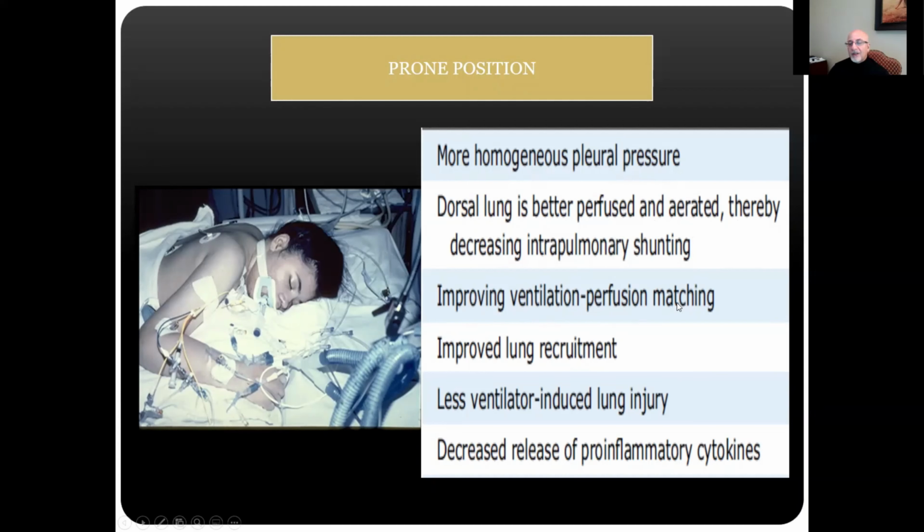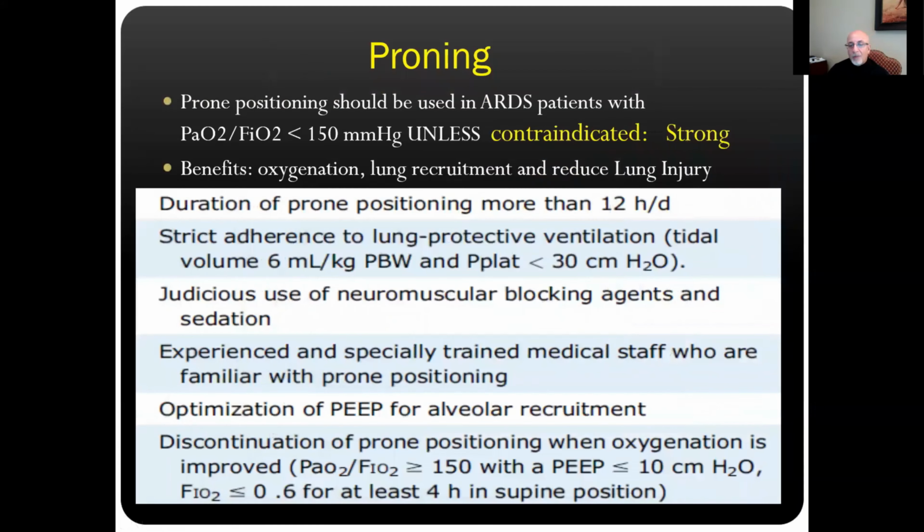This improves the ventilation perfusion matching, improves lung recruitment, and there is less ventilator-induced lung injury, and it may decrease the release of inflammatory cytokines or biotrauma. So proning should be used in ARDS with a PF ratio of less than 150, unless it's contraindicated. This is a strong recommendation by the society. The benefits include oxygenation, lung recruitment, and reduced lung injury.